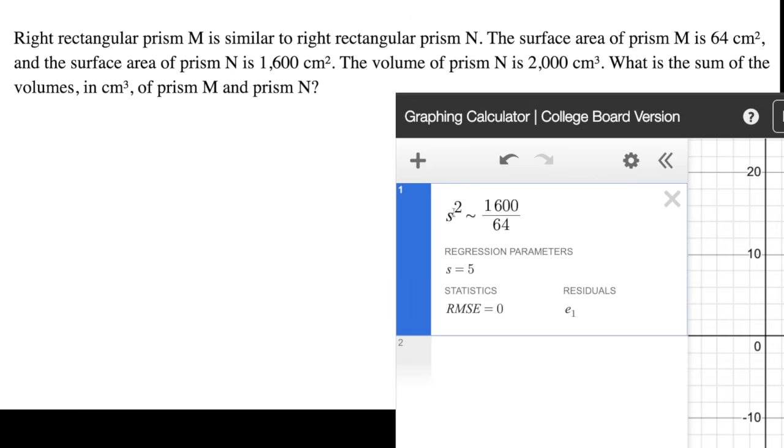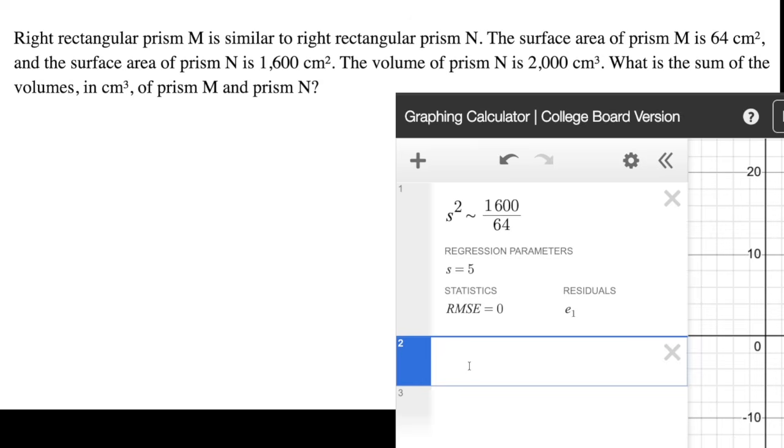Only thing is if you use S squared, they're going to want you to do a squiggly, because instead of defining S, you're actually having it solve for S. So you want to use your tilde here. And then from here, it's pretty straightforward, right? They're asking us the sum of the volumes, and it tells us that N's volume is 2,000. So you could say N equals 2,000. And remember, N is the bigger one, right?